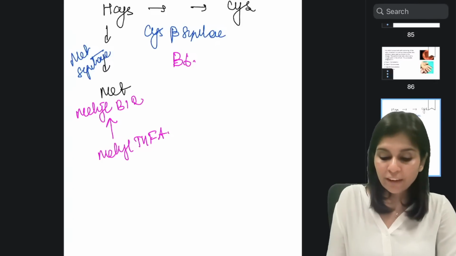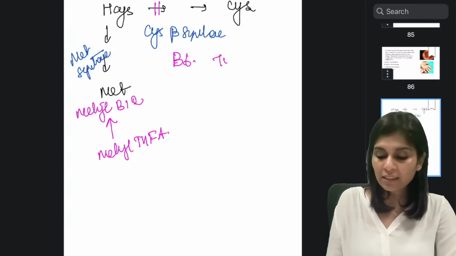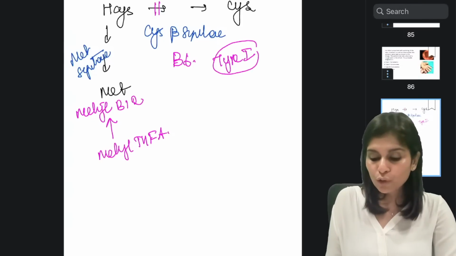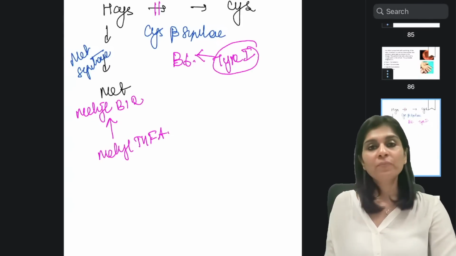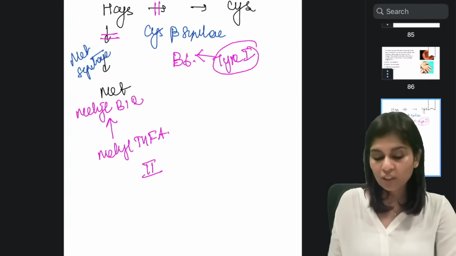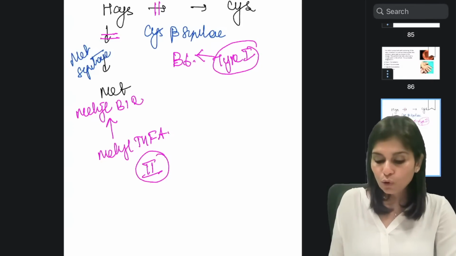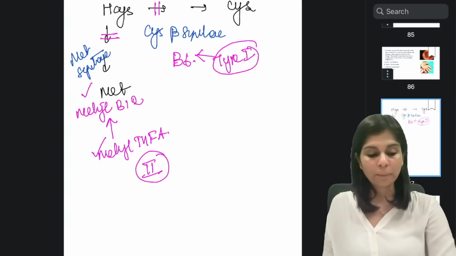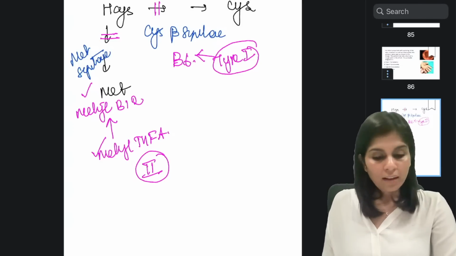Okay. And a defect of cystathionine beta synthase causes type 1 homocystinuria, which responds to B6 administration. A defect of methionine synthase causes type 2 homocystinuria, and this type 2 homocystinuria will respond to B12 and folate administration. Clear? Is it clear?